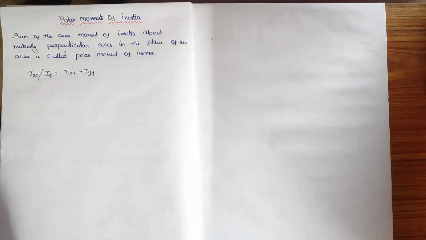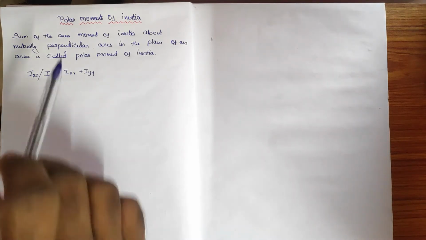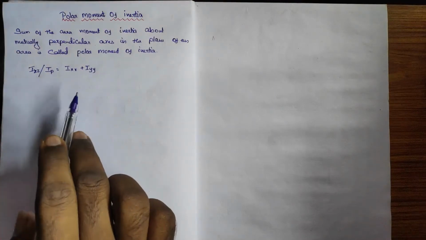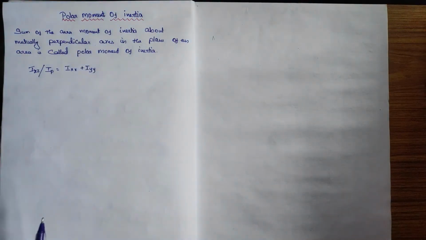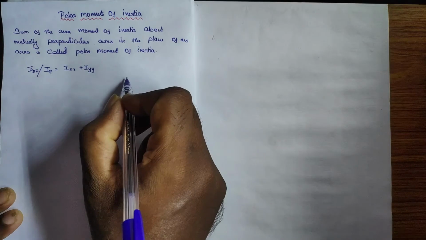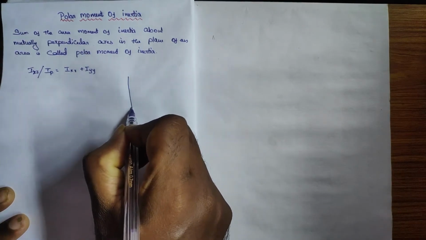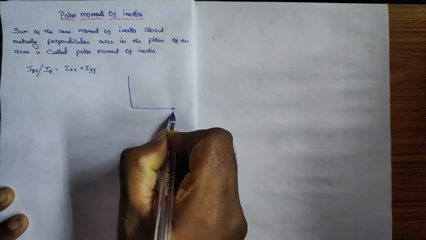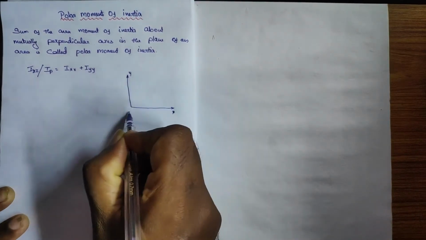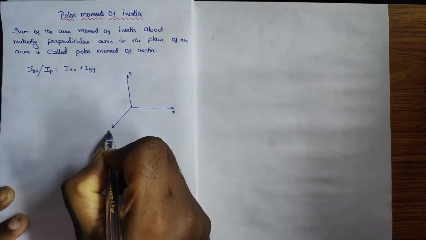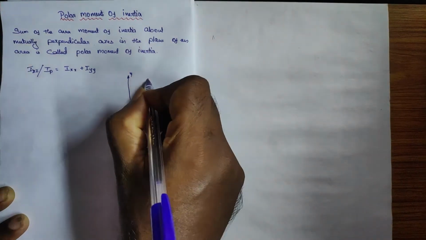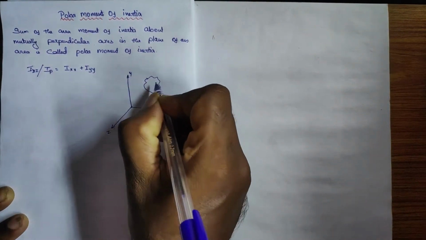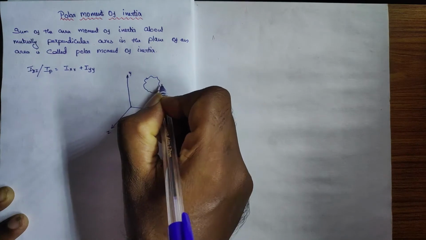So this is just equal to the perpendicular axis theorem, right? The perpendicular axis theorem is otherwise known as polar moment of inertia. To understand it in a better way, I will draw axes mutually perpendicular to each other: here the x-axis, the y-axis, and here the z-axis. And I am going to consider an area, this is with an area A.